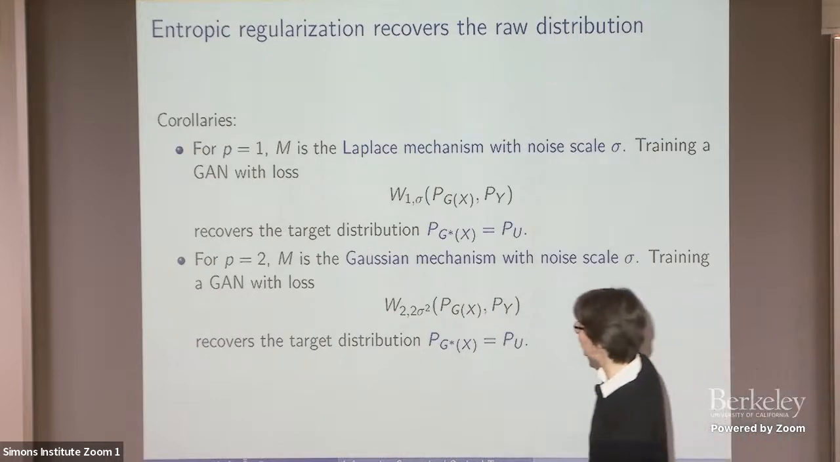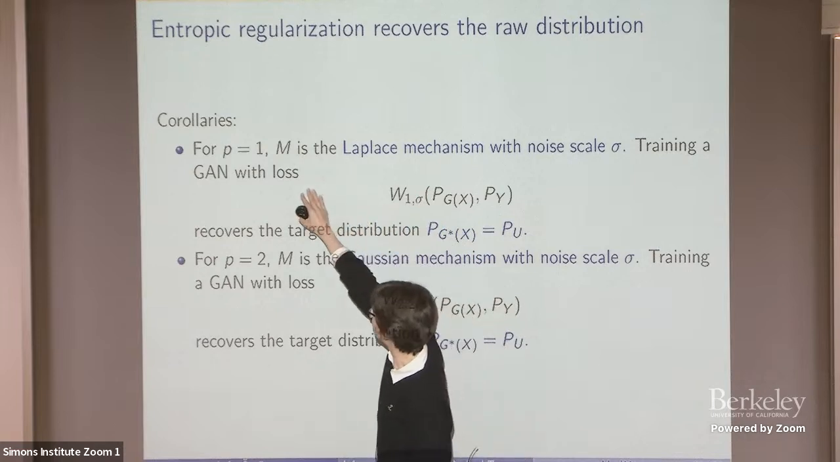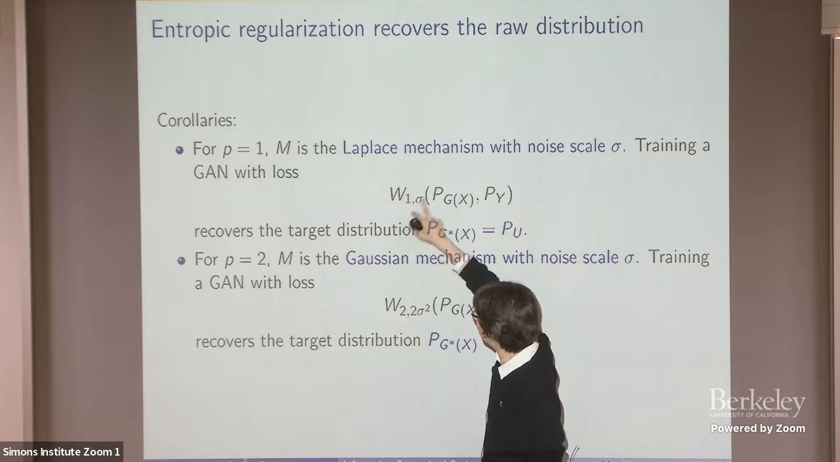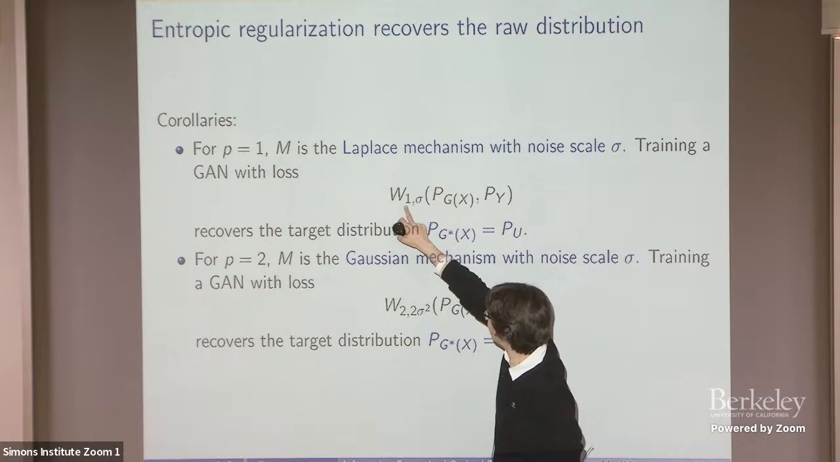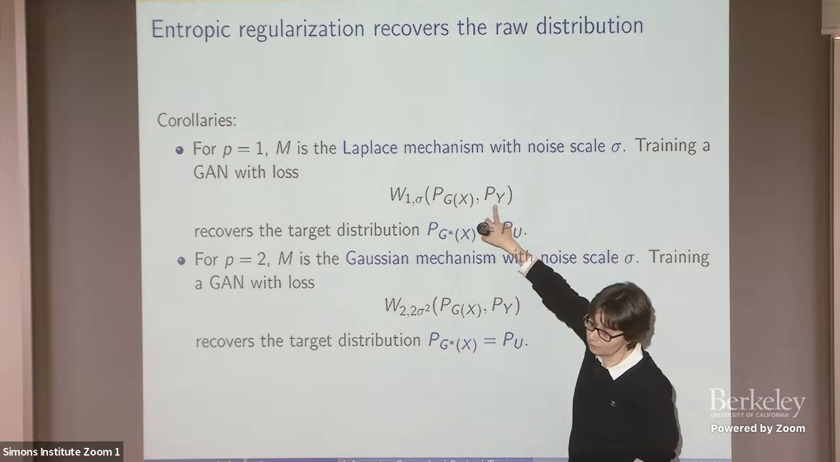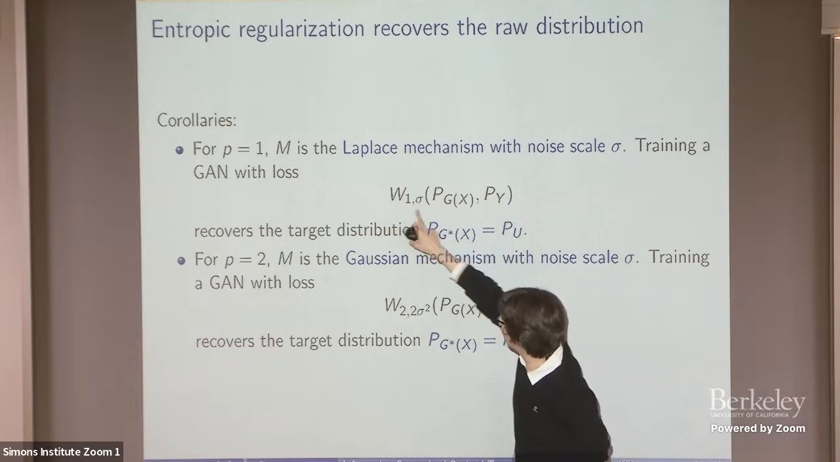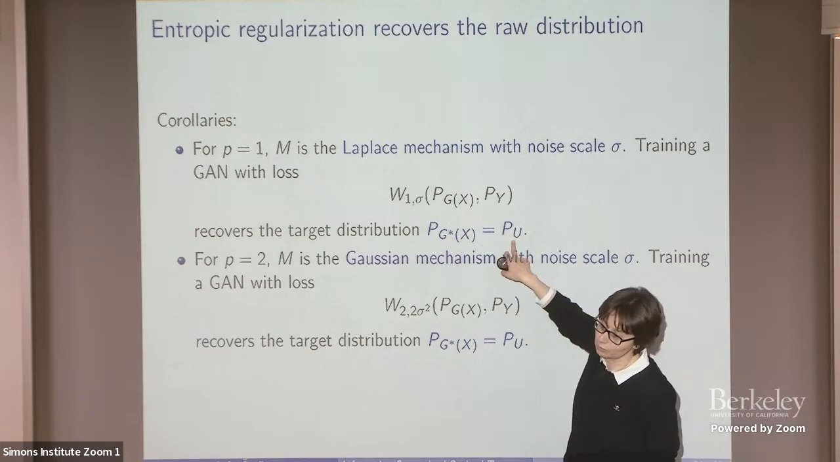Okay, so this is what it's saying. Here are the two corollaries that I'd like to mention. If you're using the Laplace mechanism as your privatization mechanism, in this case you should use the one Wasserstein distance with information regularization here. The regularization parameter, lambda, has to be chosen to match the noise scale of this Laplace mechanism. This theorem guarantees that if you plug in the target distribution here, which is the privatized distribution from which the privatized samples are generated, and you find the best G, the output of that best G, the generated distribution, will actually be equal to the raw distribution of the samples.